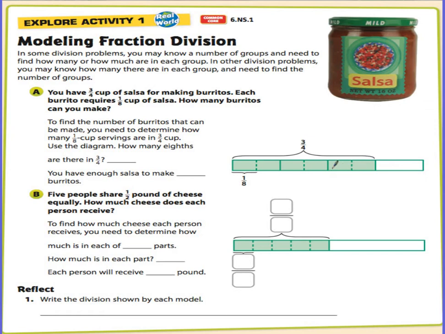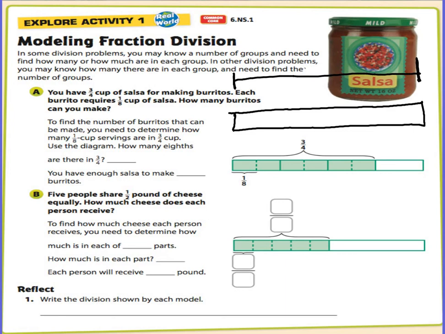All right, so to find the number of burritos that can be made, you will need to determine how many 1/8 cup servings are in 3/4 of a cup. So if I take my picture here, and I know it's already drawn for you, so I'm actually going to draw it and give you a little bit more of an explanation. So this whole thing right here, so from here to here, equals 1 cup of salsa. And then we can split it.